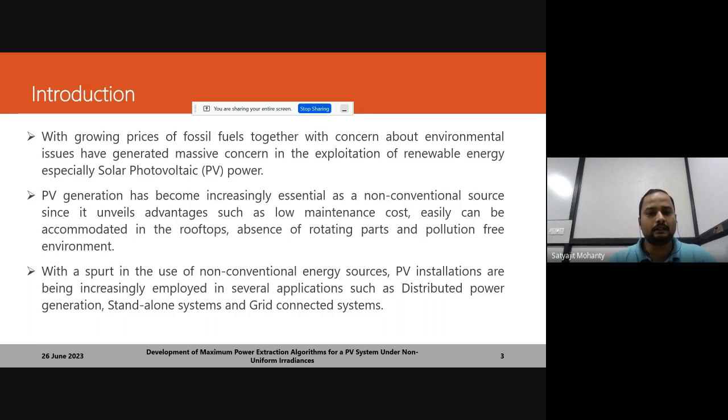Coming to the basics, in this current era, in this world of heightened tempo, we need to look for replacements for fossil fuels. The best replacement is renewable energy. We have numerous renewable energy sources like solar, wind, and fuel cells. Among these, solar is found to be more promising compared to the rest, and it can be used in different modes like standalone systems, grid connected systems, and distributed power generation systems.